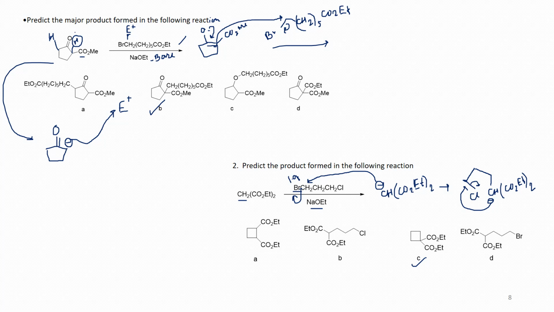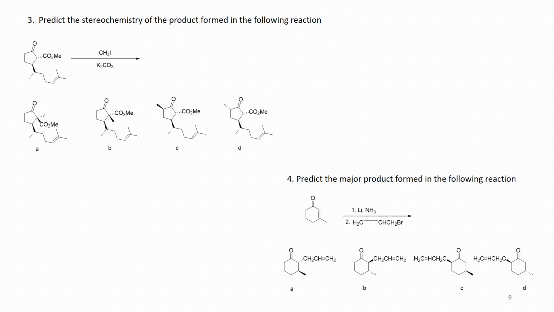Okay. I think it's clear. Anyone has any doubt? So let's move to our next question. So this is question 3. What they are saying: predict the stereochemistry of the product formed in the following reaction. So you have to predict.